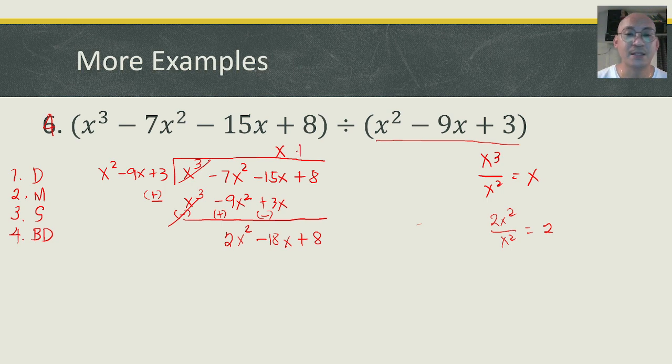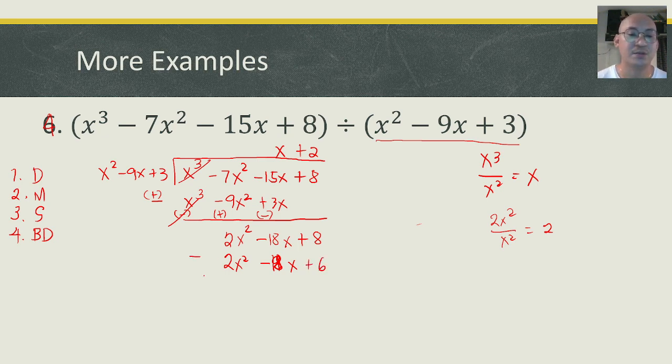Okay, so that is positive 2. On the constant terms, alignment. 2 times x squared is 2x squared. 2 times negative 9 is negative 18x. 2 times 3 is positive 6.